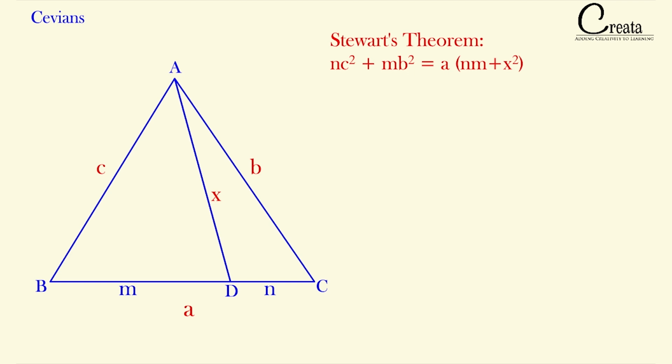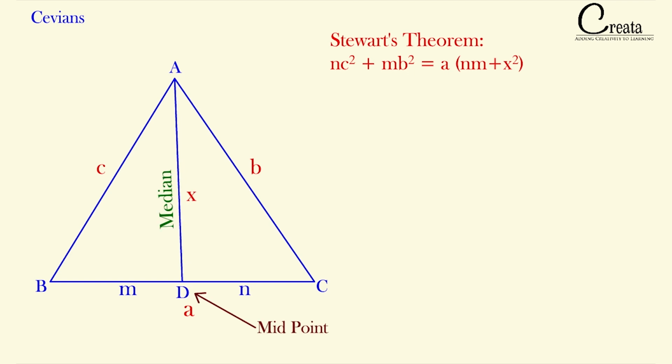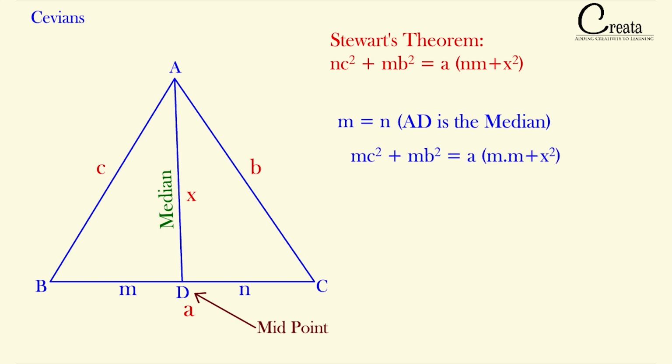If we apply Stewart's theorem to the medians, let's see what we get. We know medians are the line segments that join the vertex with the midpoint of the opposite side. If AD is a median, then D will be the midpoint. And if D is a midpoint, both of these line segments will be equal to each other. That is, BD is equal to DC, that is, m is equal to n. So let's replace n with m in this equation. Here, can we replace this a with m plus n? Okay, a is m plus n and m is equal to n.